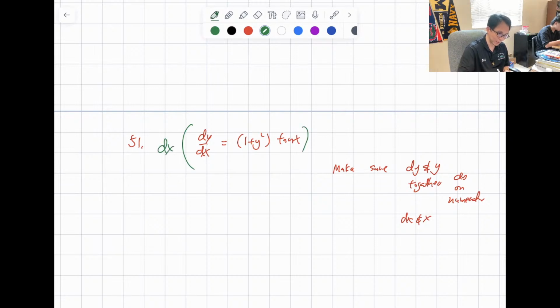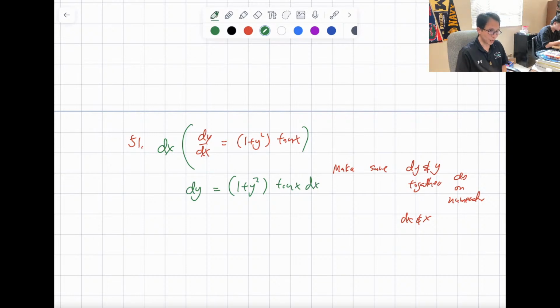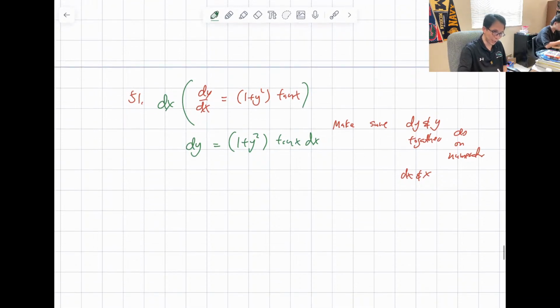I'm going to multiply dx on both sides. So I'm going to do dy equal to 1 plus y squared, tan of x dx. So now you realize that x and dx are on the right side and dx is on the numerator. That's a great position. Now you just have to split the 1 plus y squared. So I'm going to make sure that dy over 1 plus y squared, I'm going to divide both sides, because that's the only way to get rid of 1 plus y squared, is equal to tan of x dx.